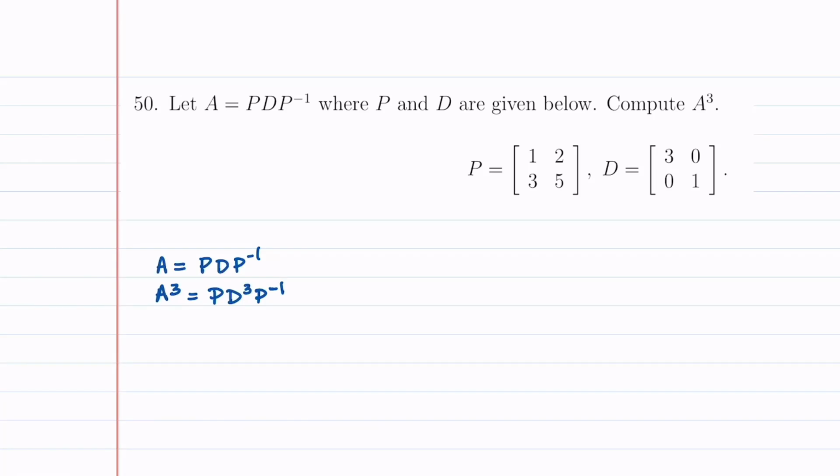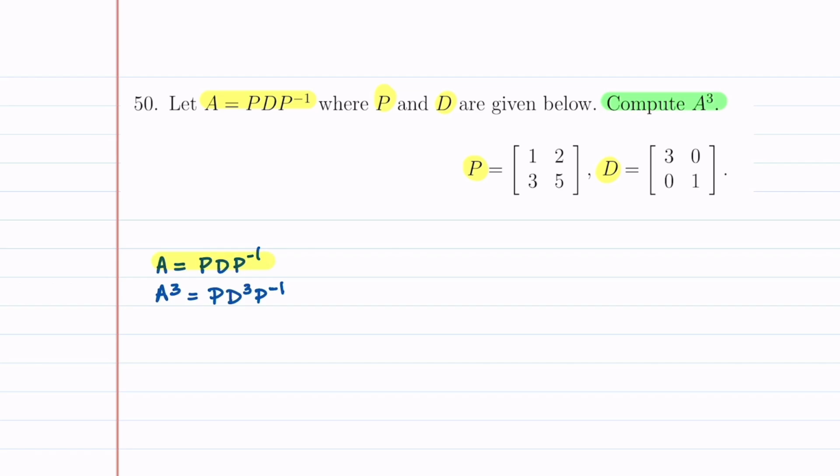In this problem, we're told that a matrix A is equal to P times D times P inverse, where P and D are given below. We're asked to compute A cubed. In order to solve this problem, we have to know a formula.